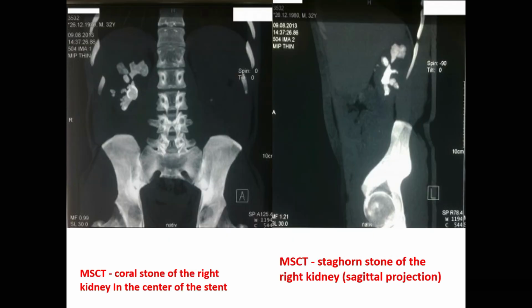So MSCT, multispiral CT, coral stone of the right kidney with the ureteric stent. You can see the stent and also the coral stone. The MSCT staghorn stone of the right kidney, sagittal projection.